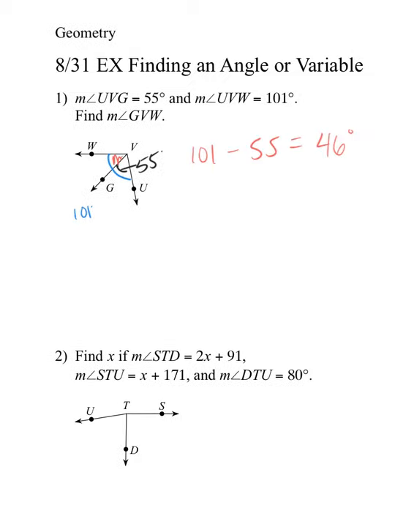So now we have angle STD, which is this angle right here. He's going to be represented by the expression 2x plus 91. Then I have angle STU, the big one. That's going to be represented by the expression x plus 171. Measure of angle DTU, this guy right here, he's 80 degrees. You want to find x.